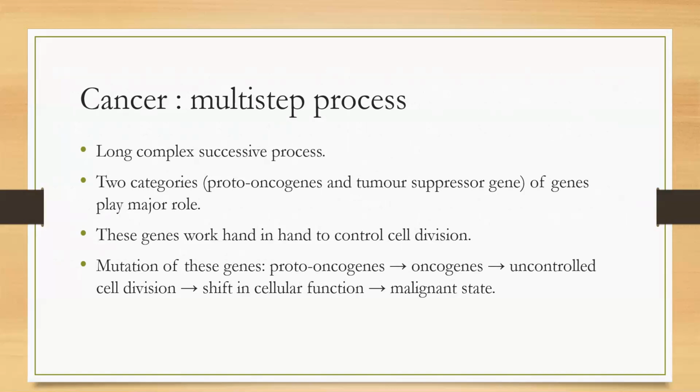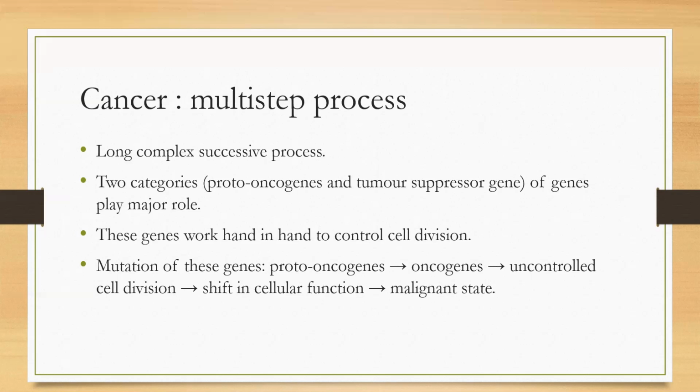So coming to the process, how it happens, it is a long, complex, successive process. It does not take one or two months to develop. There is continuous mutation of the genes, there will be multiplication, and then there will be production of some signs and symptoms. Then the patient goes to the doctor and then it is diagnosed.